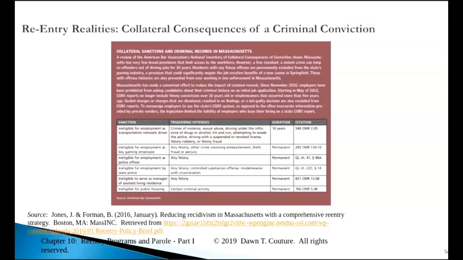can't serve as a manager of a living facility, and importantly, ineligible for public housing, which means if his mom or girlfriend or cousin or grandma is in public housing, and they're willing to let you come live with them, you can't do that, which puts them at risk of losing their house, and you certainly don't want that to happen.